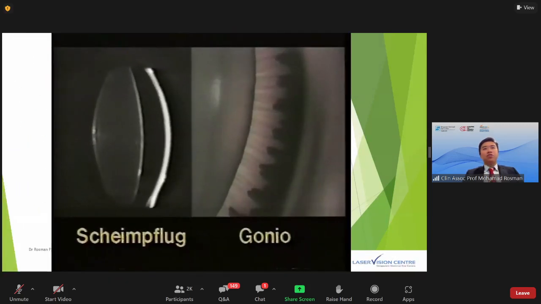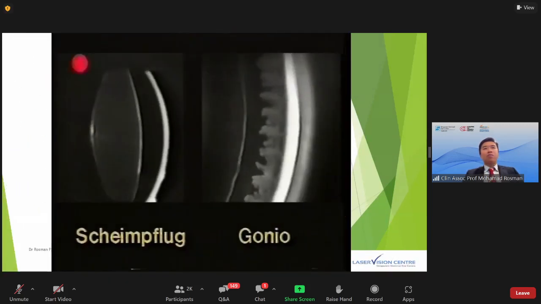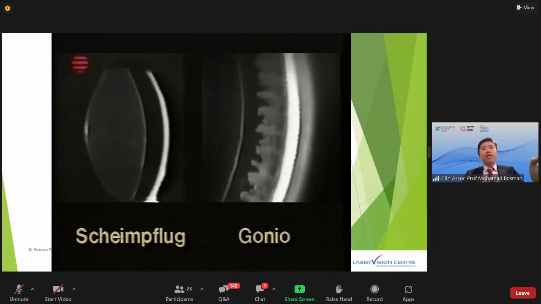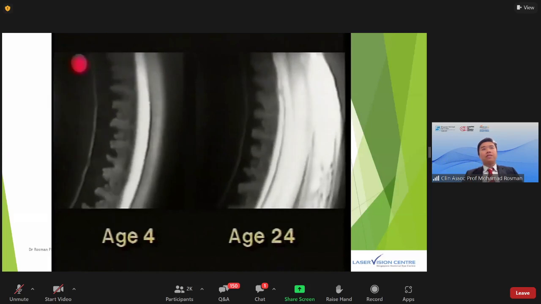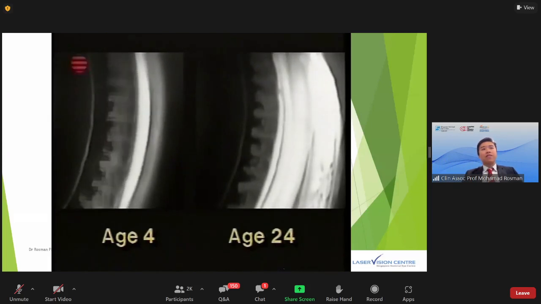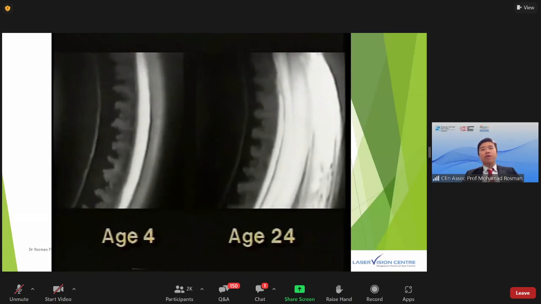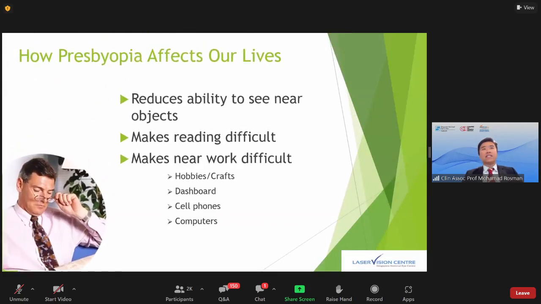So this video shows what should happen in a normal lens. You can see the lens should be able to move. Okay, and on the left, a young monkey where the lens is very flexible, whereas on the right is an old monkey, the lens is no longer able to change its shape. And this is the muscles. In the left eye, the muscles are working well, and on the right, the older monkey, is not working anymore. And that's what happens in presbyopia. Our lens is unable to adjust for near distance.